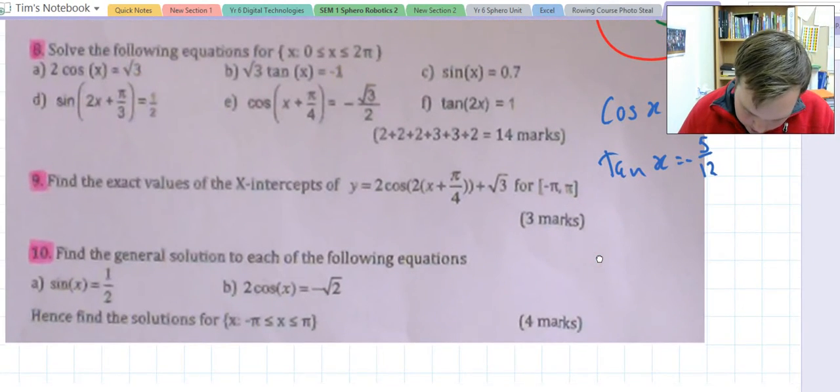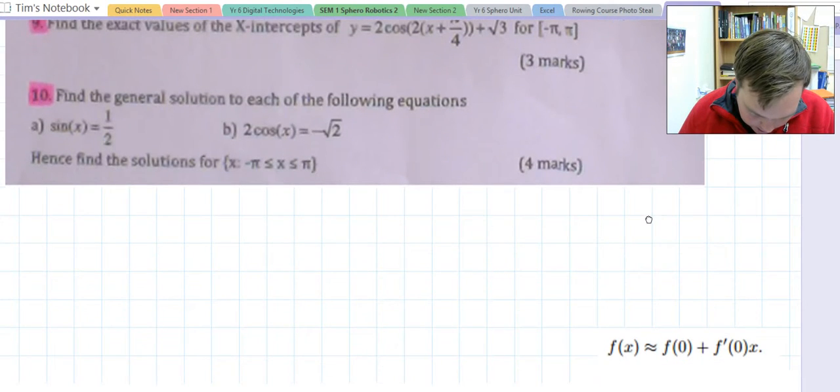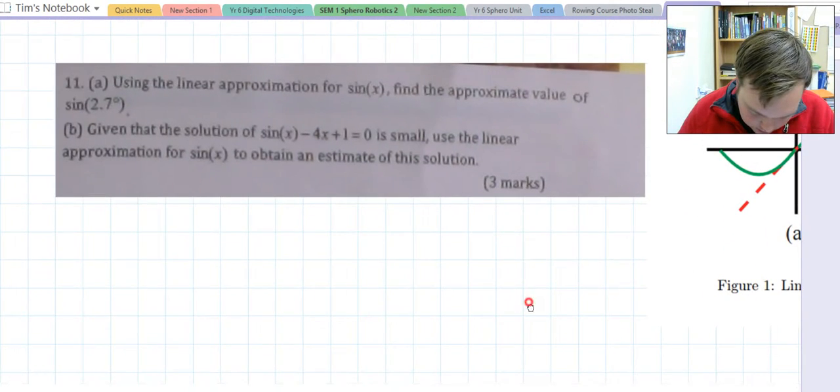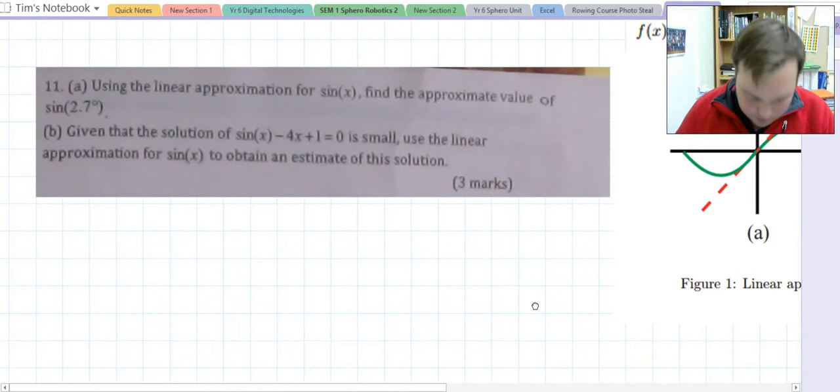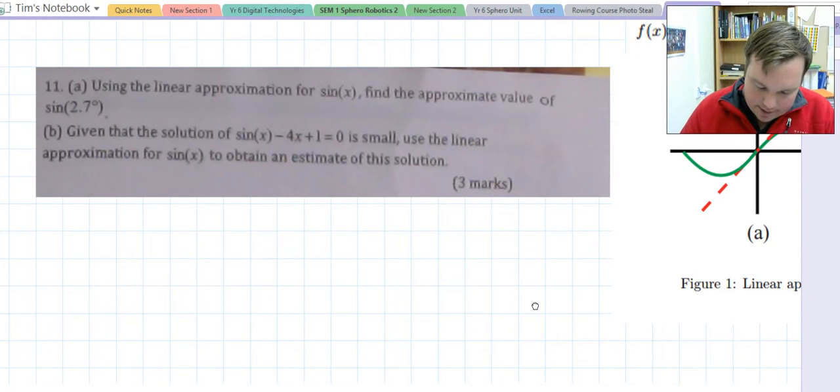Alright, looking at this one here. I can't do them all for you. Well, I won't do them all for you. Linear approximation for sine x. Find the approximate value of sine 2.7.